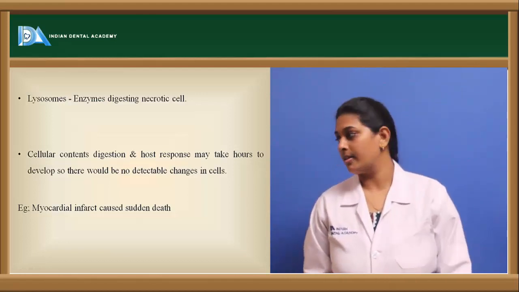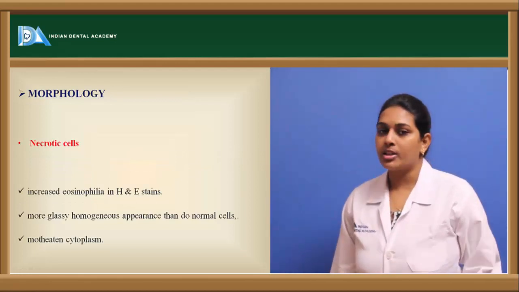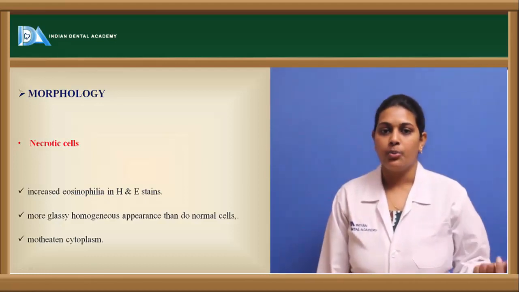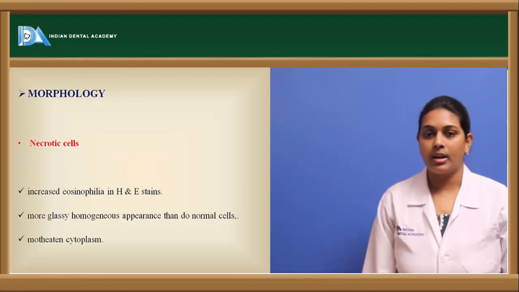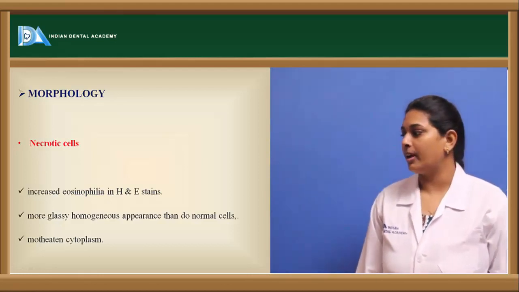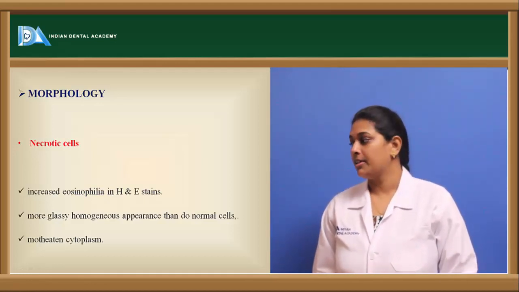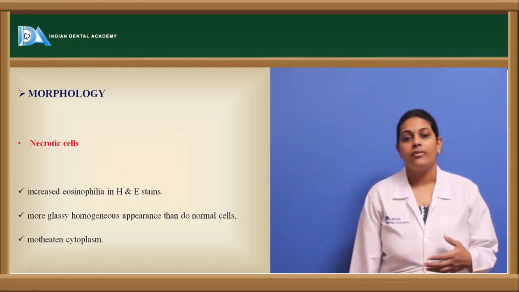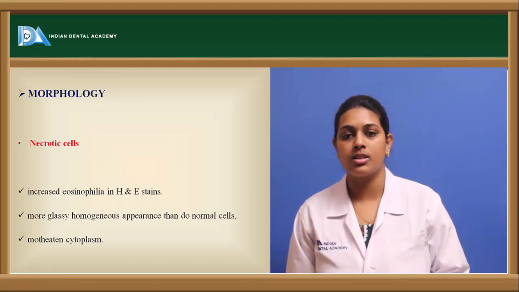There will be no signs and symptoms, but sudden death can be seen in such heart attack patients. Coming to the morphology, how the necrotic cell appears: since this is pathology, we need to know the microscopic structures, how they appear when stained with the most commonly used hematoxylin and eosin stain. When stained with hematoxylin and eosin, there will usually be increased eosinophilia. That is, an increase in the pinkish color can be seen in necrotic cells. This is because hematoxylin and eosin are a basic and an acid stain: hematoxylin is a basic stain and eosin is an acid stain.